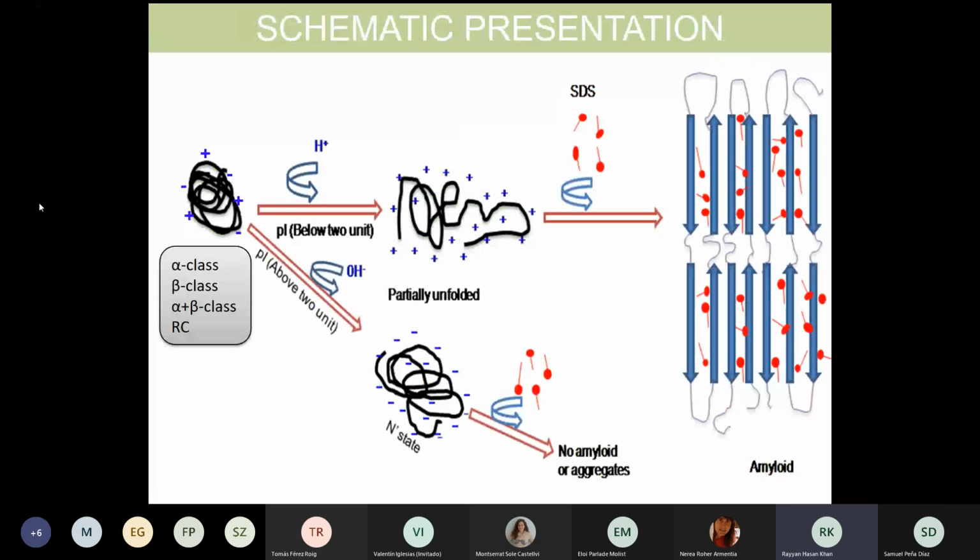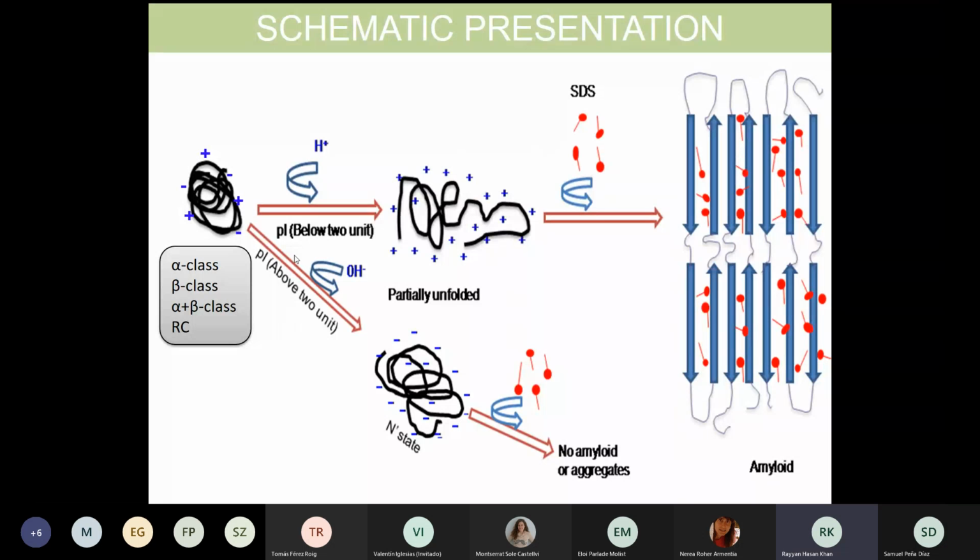We have taken alpha class of protein, beta class of protein, and alpha plus beta and random. The condition we have taken is that if we go 2 units below pI, the protein acquires an overall positive charge. And the SDS, which has a negative charge head group, neutralizes this charge, and this may facilitate the formation of the amyloid.